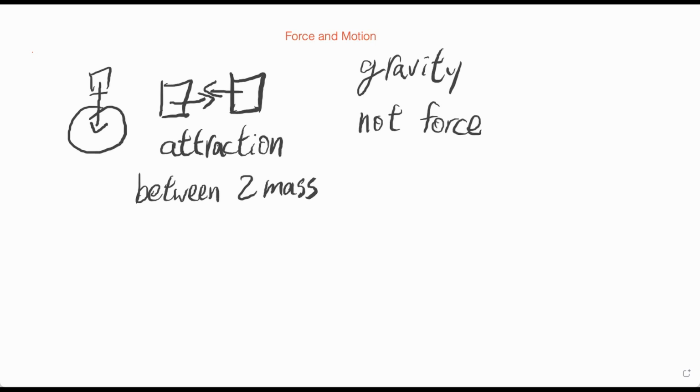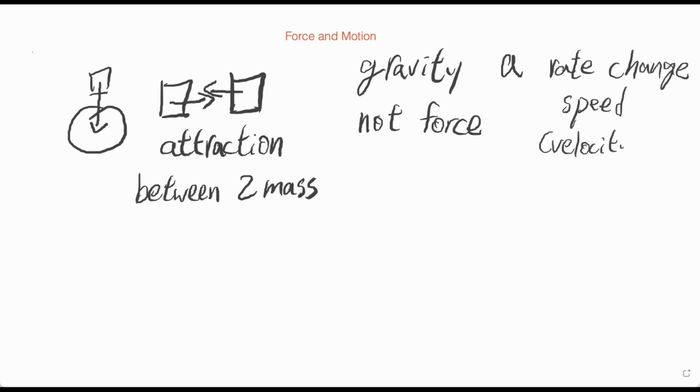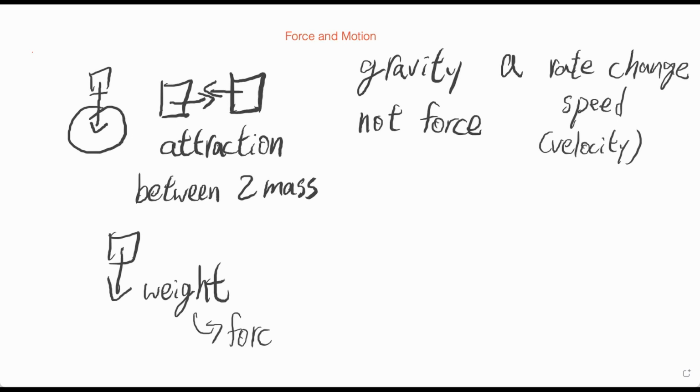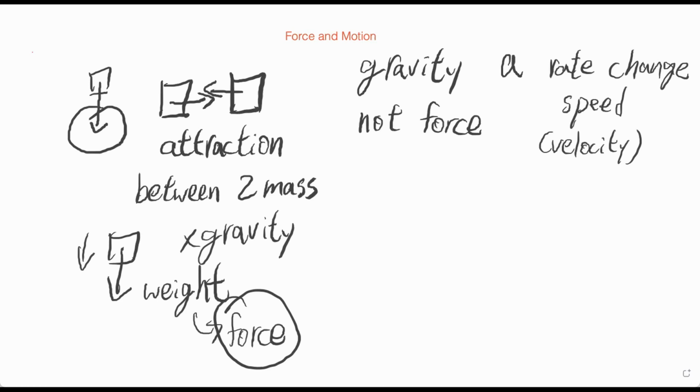It is an acceleration, which is basically the rate of change of speed, or in this case, more accurately, velocity. The actual force that any object experiences downwards is called weight. Now, what is weight? Weight is, of course, a force. This is the force that pulls objects downwards, not gravity. There's a difference here. Gravity causes weight, and causes there to be a force, but is not the force that drags things down.